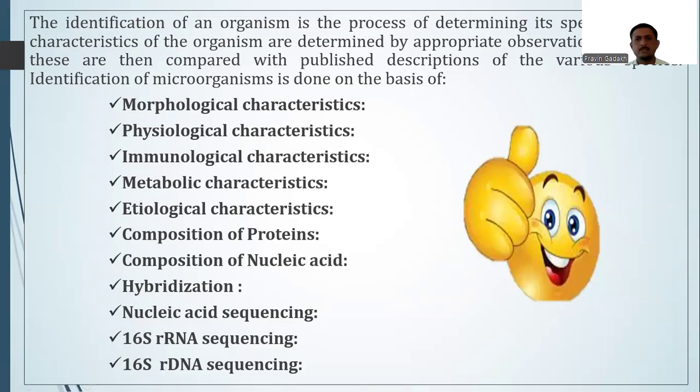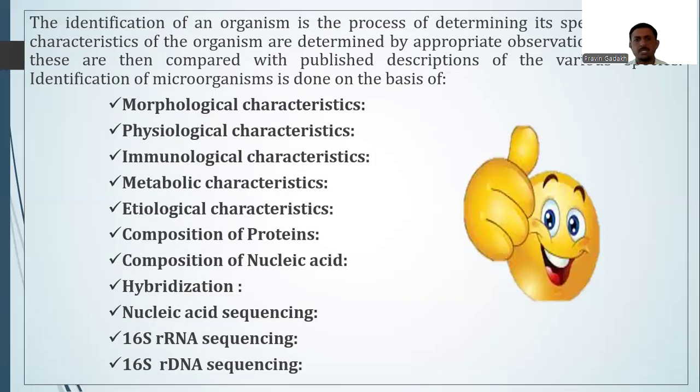The identification of an organism is the process of determining its species. When we talk about identification, we use different methods based on morphological, physiological, and biochemical characteristics, and on that basis we can place the organism into a particular group. In this way, we can reach the species level and clearly identify whether the organism is already reported or newly isolated. Then, by following particular rules, we can complete the nomenclature of that organism and place it into a particular group.